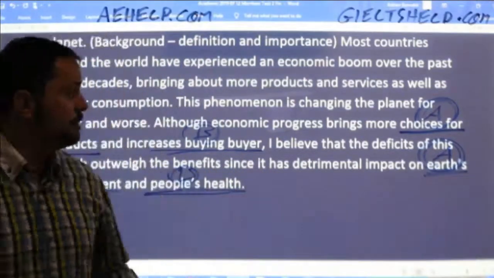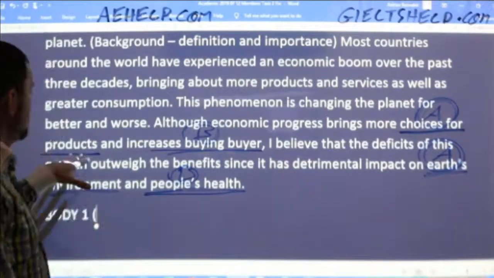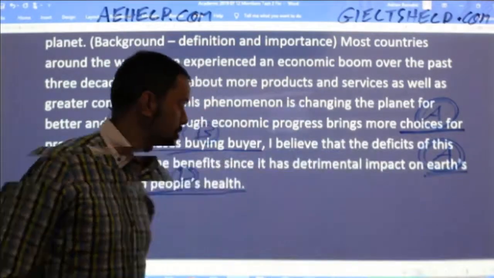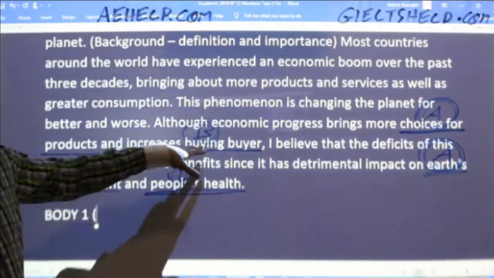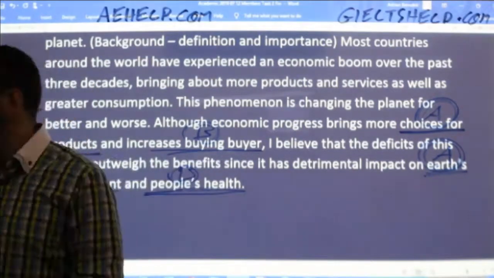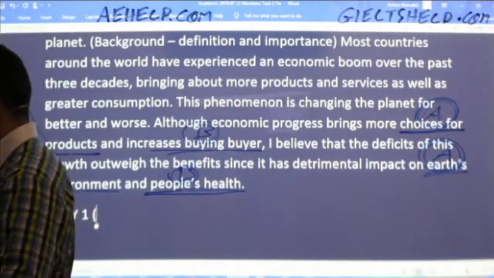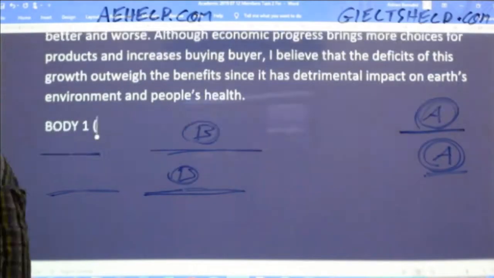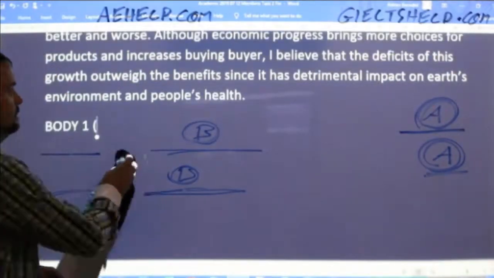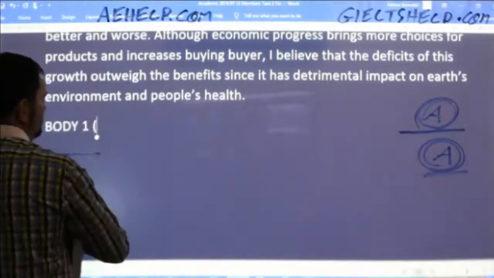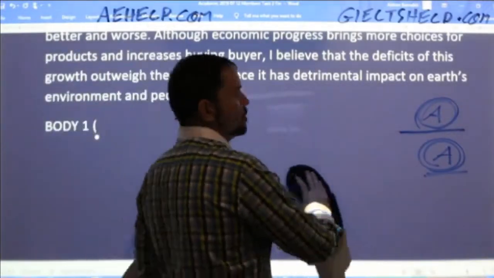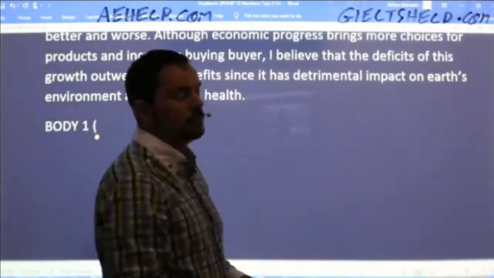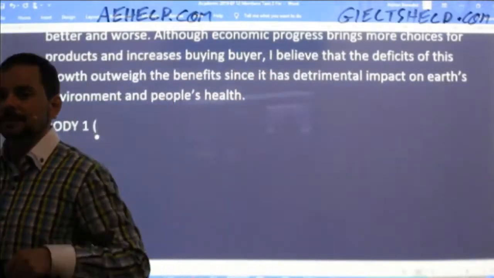So let's combine choices of products, so more products, with Earth's environment for body paragraph 1, and for body paragraph 2, we'll combine buying power and people's health. Okay? So body paragraph 1, we'll do positive and negative together. Again, students, remember, great essays, it's not just about English. It's about the way you adapt your thinking. Okay?